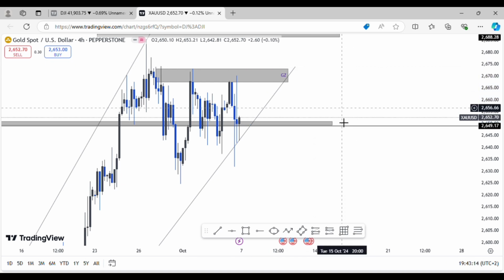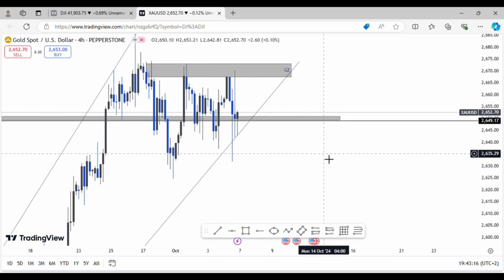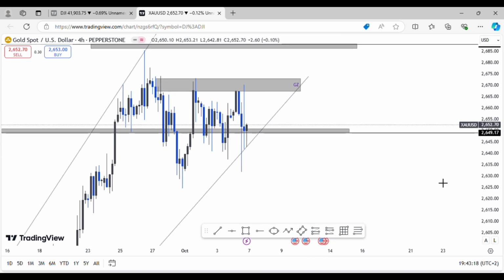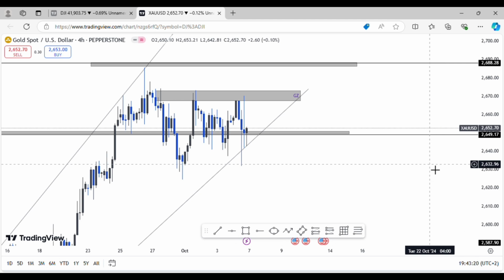But as I said, guys, we just have to wait for the London session to see how the market behaves, or we just have to wait for the market to reopen on Sunday midnight to see how the market behaves.